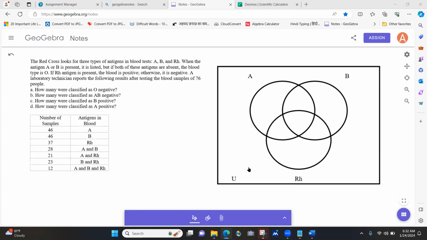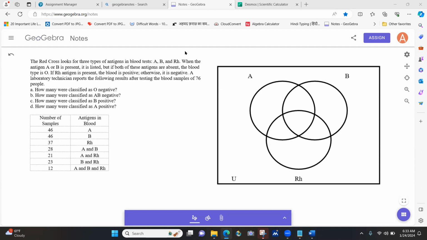Before we get to the main problem, I am going to go over the blood types. If your blood has A, you're in this circle. If your blood has B, you're in this circle. And this is called rhesus factor. If your blood has a rhesus factor, it's going to be plus. So if you're in this circle, you have a plus. If you're outside this circle, you're minus. You don't have A or B, you're zero.